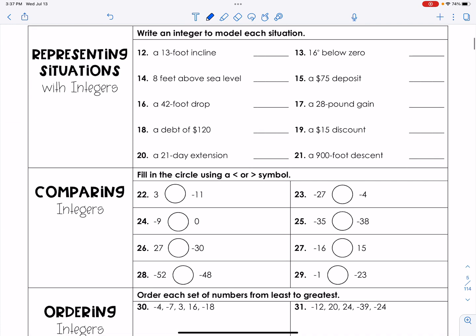Okay, so now we're going to go in here. You're going to read these situations and represent them with an integer. Some of them will be positive and some of them will be negative. So we're going to do this first column here.